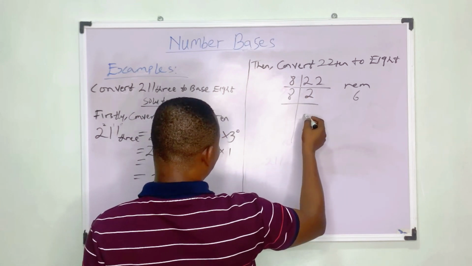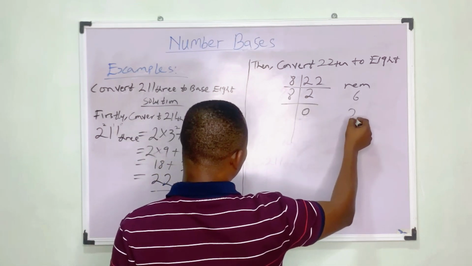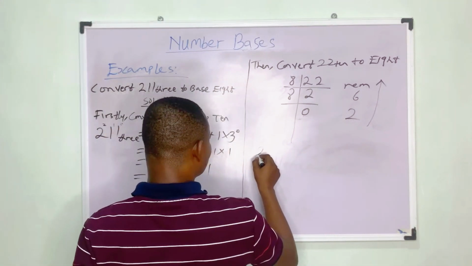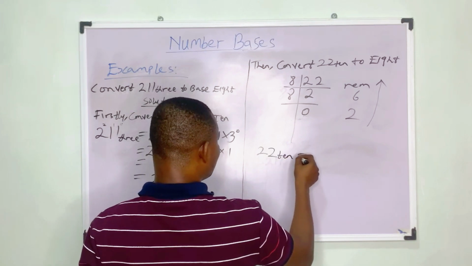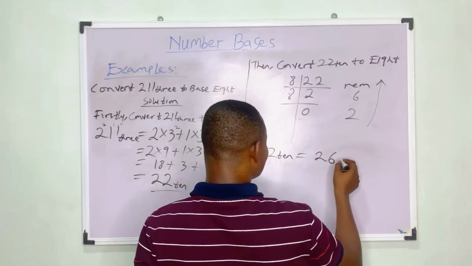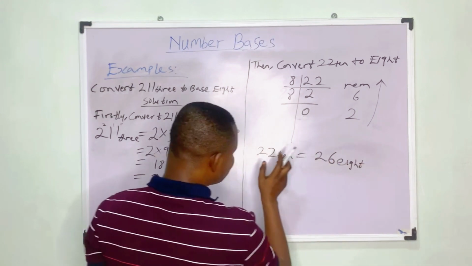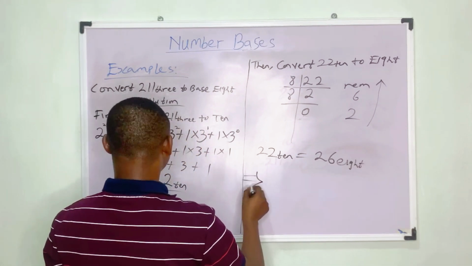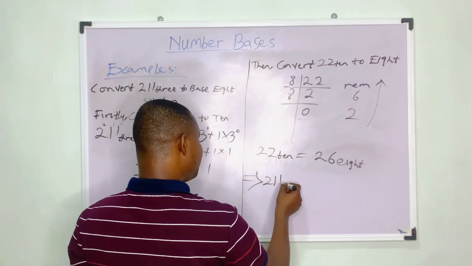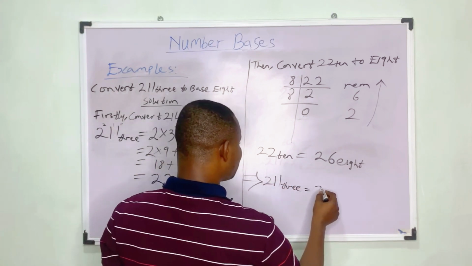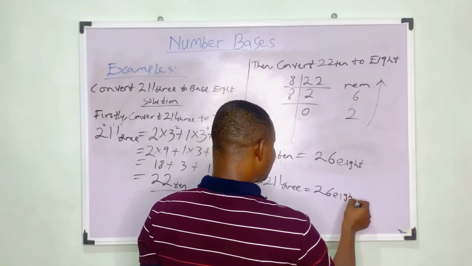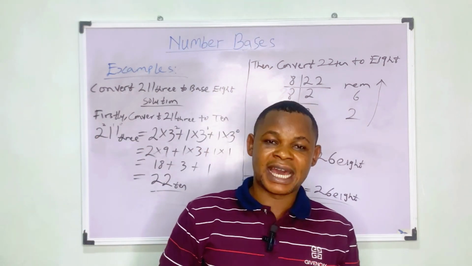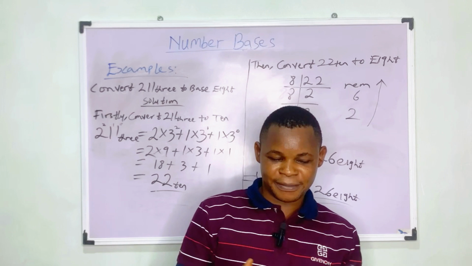And 2 divided by 8, that's impossible. It's 0, then remainder 2. So you read from bottom to the top. That means 22 in base 10 will be equal to 26 in base 8, which implies that 211 in base 3 will be equal to 26 in base 8. It is as simple as ABC, even as simple as eating rice and beans.